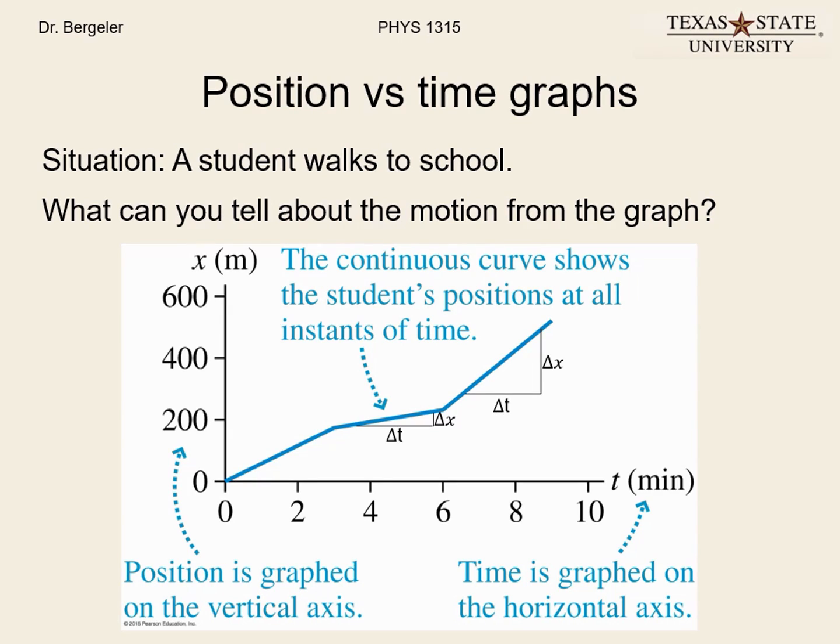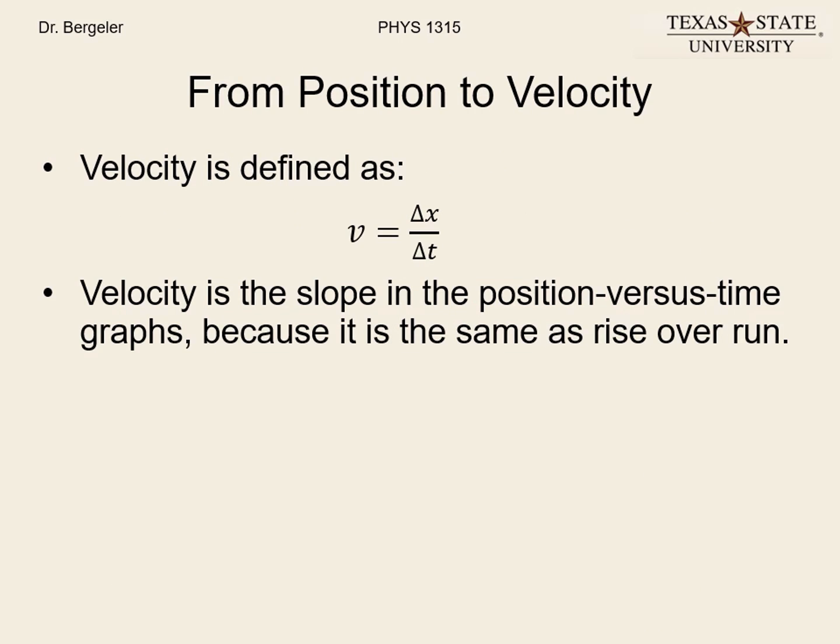As you remember from high school math, the rise over run in a graph gives us the slope. When we apply that in position graphs, the slope is equal to delta x over delta t. But in a previous chapter, we learned that the velocity is defined by v equals delta x over delta t. This is why the slope in position graphs gives us the velocity. Because the velocity is defined as v equals delta x over delta t, the velocity is the slope in position graphs because it is equal to the rise over run.